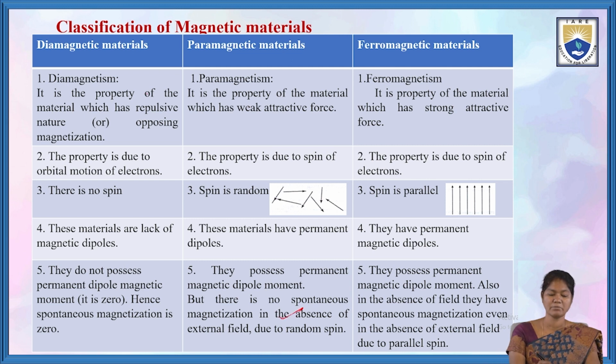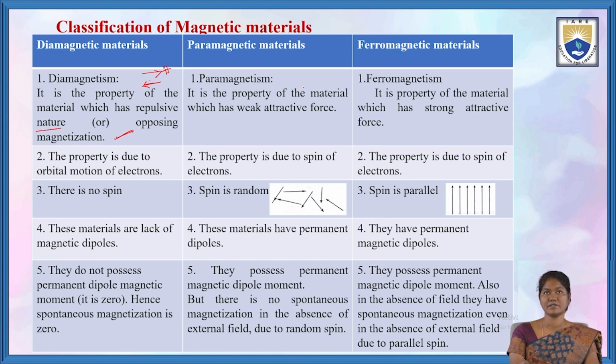In diamagnetic material, diamagnetism is the property of the material which has a repulsive nature, opposing magnetization. That is, if the applied magnetic field is in this direction, then the alignment of magnetic moments will be in the opposite direction. That's why it has a repulsive nature, which opposes magnetization.